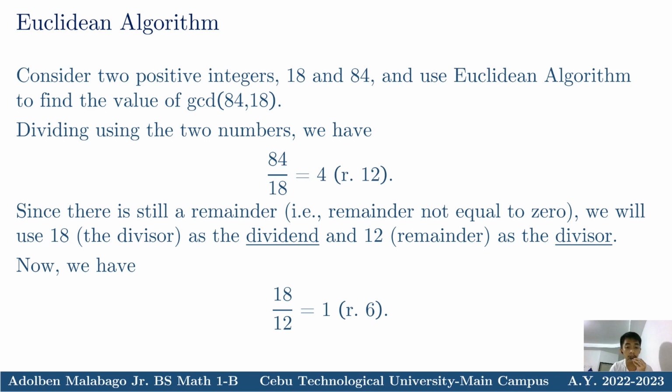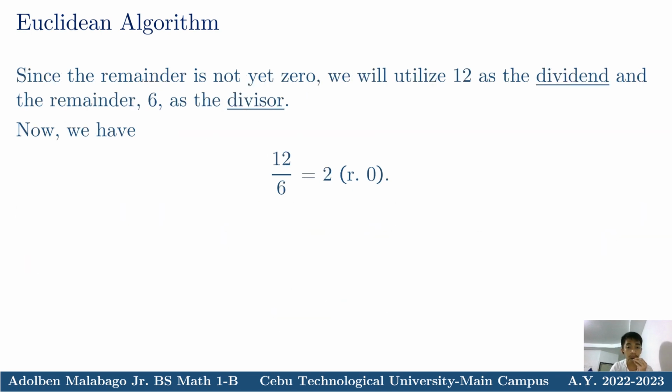So again, 18 divided by 12 is equal to 1 and still has a remainder of 6. Since the remainder is not yet 0, we will utilize 12 as a dividend and the remainder 6 as a divisor. And now we have 12 divided by 6 equals 2 with a remainder of 0. So earlier, same as the process on the first set of division, 12, which was the divisor earlier, became the dividend in the next set of division.